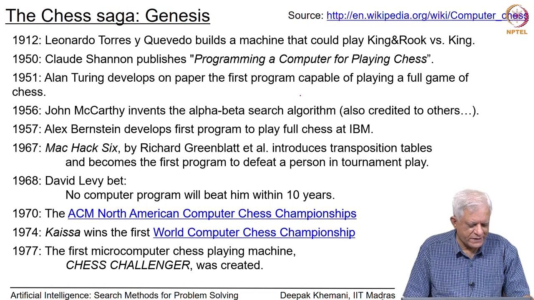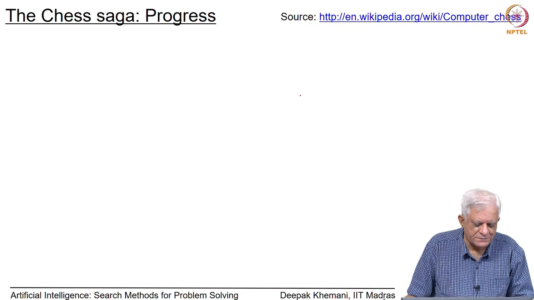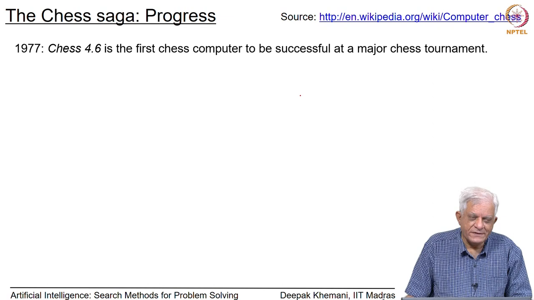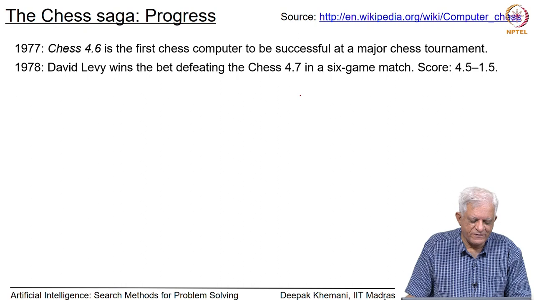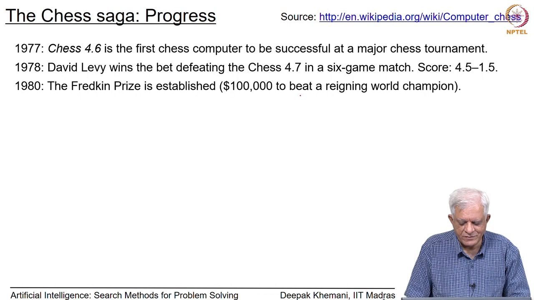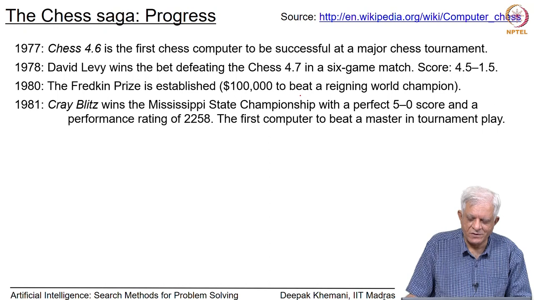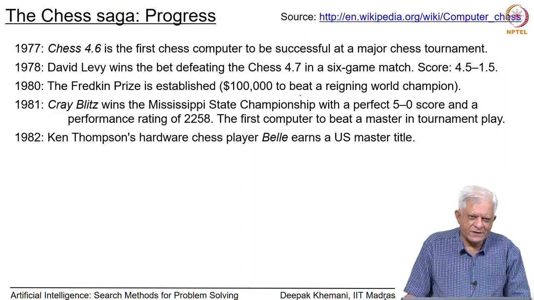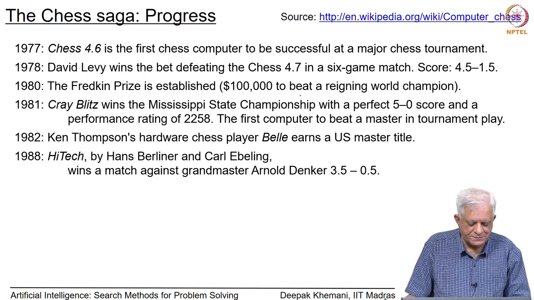Then progress happened as we moved along. In 77, a program called Chess 4.6 was the first chess computer to be successful in a major chess tournament. David Levy won his bet in 78, 10 years had passed and no program could beat him, luckily for him. The Fredkin prize was established, $100,000, a lot of money in those days, to beat a reigning world champion. Cray Blitz, a program running on the Cray machine, which was a supercomputer in those days, won the Mississippi State Championship with a perfect score of 5-0. Ken Thompson's hardware chess player Belle earned a US Masters title.